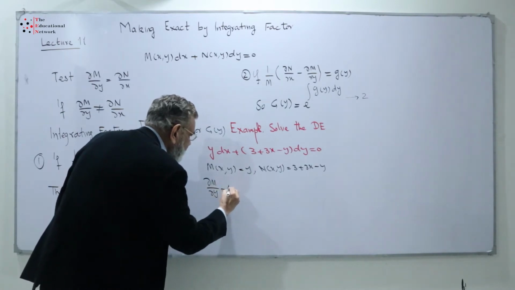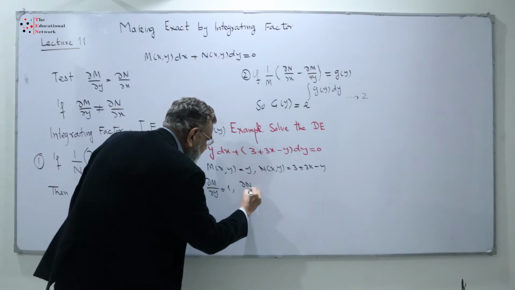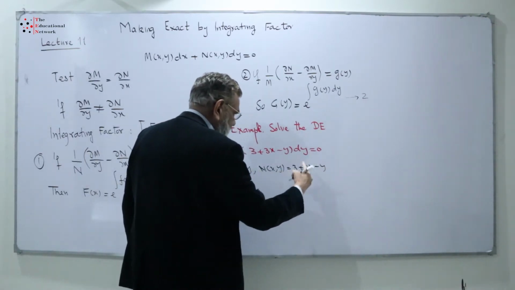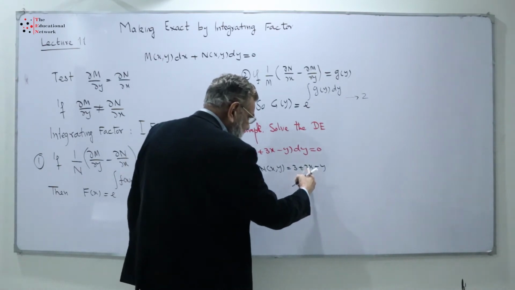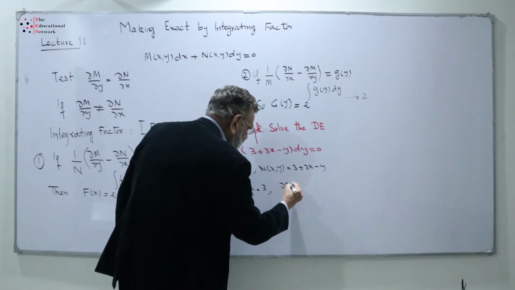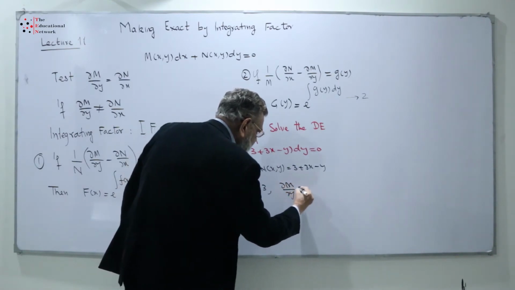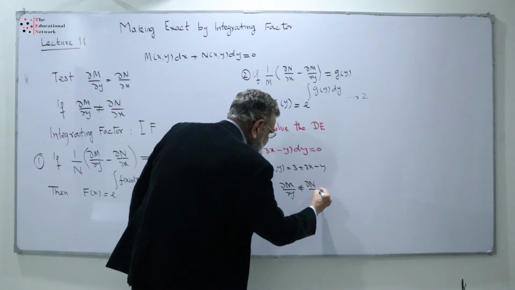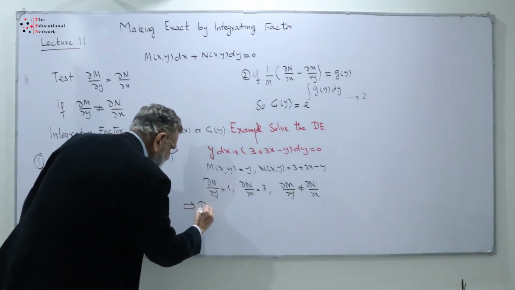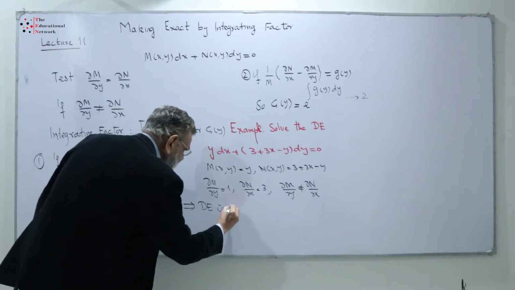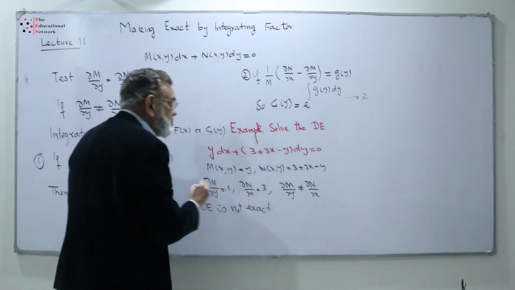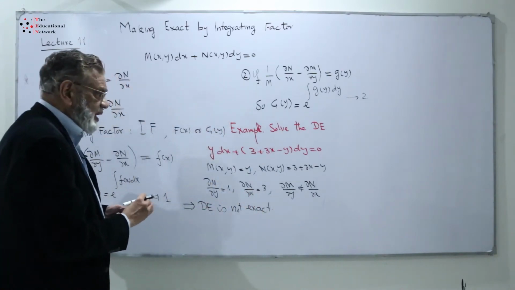Partial M by partial y is equal to 1, and partial N by partial x is equal to 3, because the derivative of this with respect to x will be 3, and the other term is 0 because it is constant. So we have partial M by partial y not equal to partial N by partial x. This implies the differential equation we have is not exact. We check if we can use number 1 or number 2 to find an integrating factor.